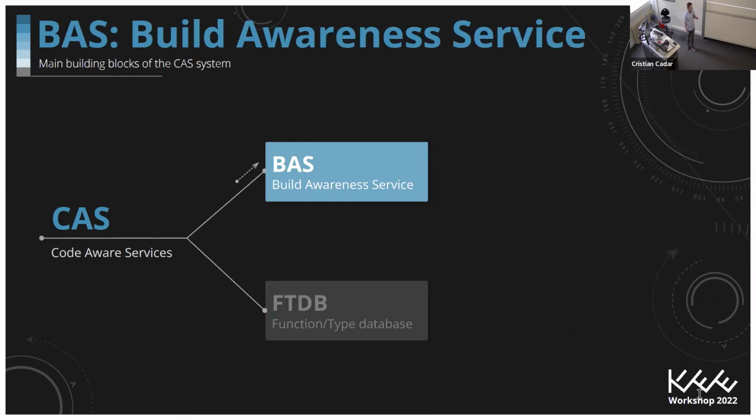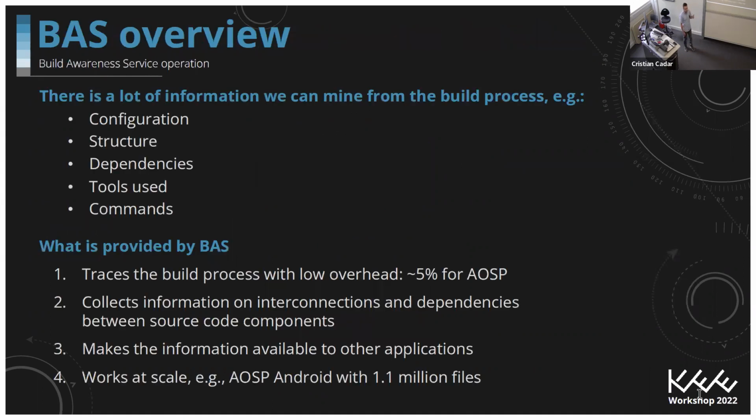Let's start with the first part, BAS. There's a lot of information we can mine from the build process, like which tools were used, which files are actually compiled, which commands were invoked. BAS traces the build with very low overhead. For the entire AOSP build, it's 5%. And it extracts information on all interdependencies between software components.